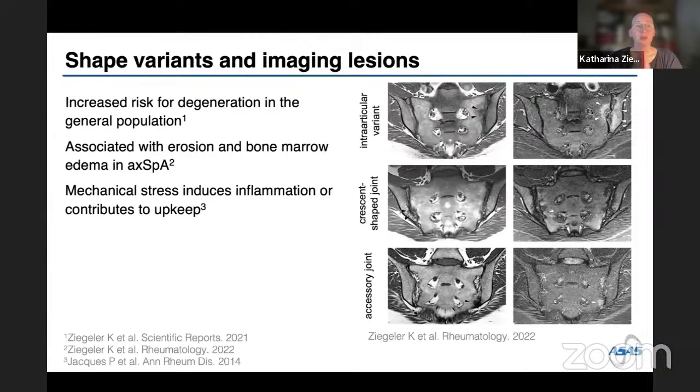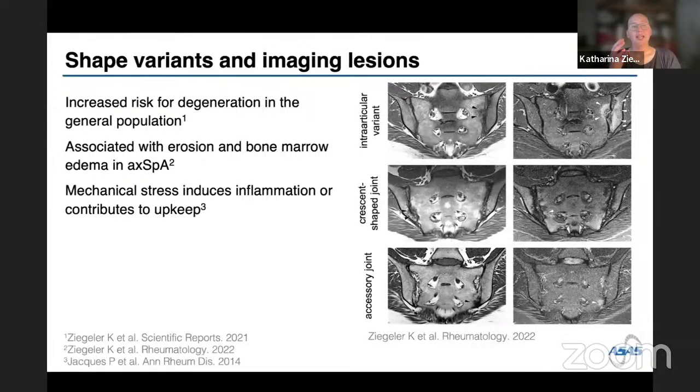I want to look a bit further at shape variants and imaging lesions. So firstly, we found that patients with atypical joints have more sclerosis. So at their sacroiliac joints, even if they don't have any SI joint disease, they have significantly more sclerosis than other individuals from the general population with anatomically typical joints.